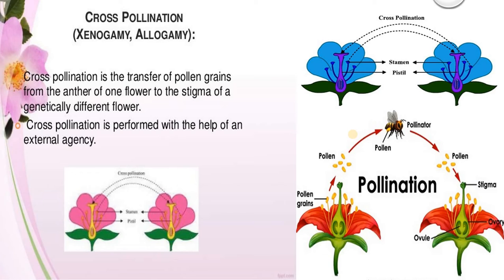Next comes cross-pollination. What is cross-pollination? When the pollen from the anther of a flower on one plant is transferred to the stigma of a flower on another plant, it is called cross-pollination. Cross-pollination is also termed xenogamy. So here you see from one flower it is being transferred to another flower. So this process is called cross-pollination.